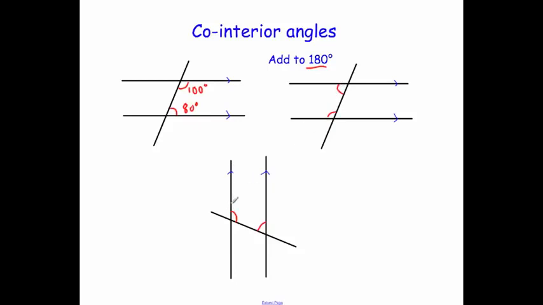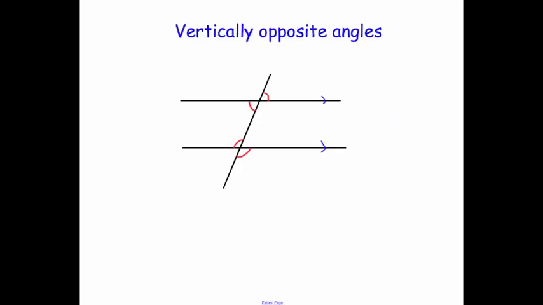And even if the parallel lines go up the way like so, the two angles inside of the parallel lines and on the same side of the transversal will again add up to 180. These angles are sometimes called C angles or even U angles, but the proper name again is co-interior angles, and they add up to 180. And just remember that vertically opposite angles are the same. So if you've got two lines that cross each other, the opposite angles are the same as each other.